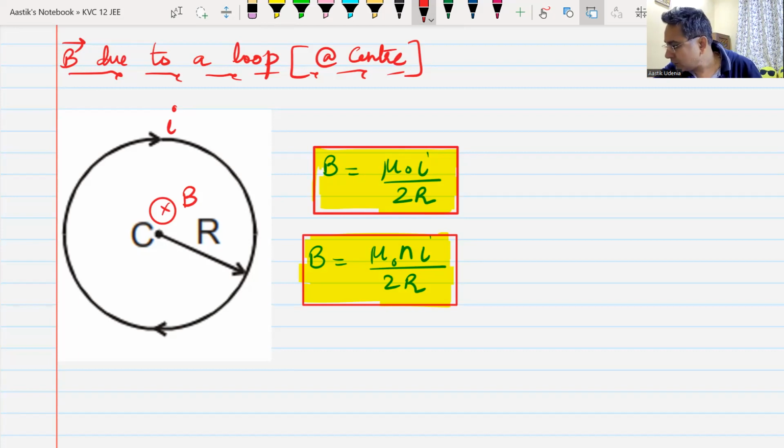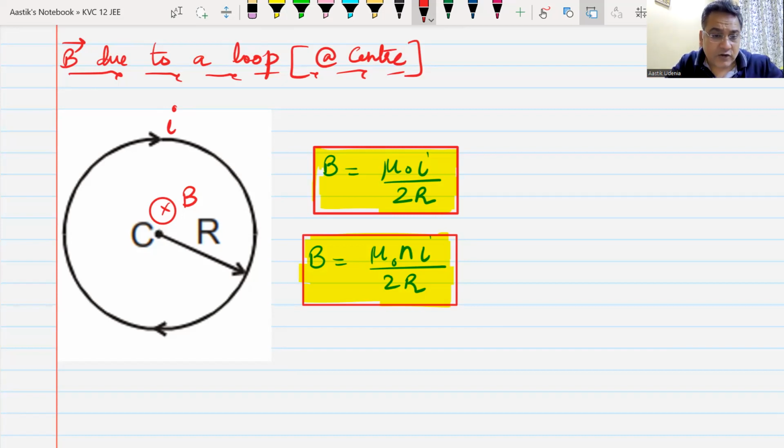Now, have you noted this down? Let me just put it here only. Have you noted this down? Yes or no? Yes, sir. If you don't have a full loop, if you just have an arc of a circle, everyone has noted this down? Otherwise, I'll move forward and then you will say, sir, please go back.